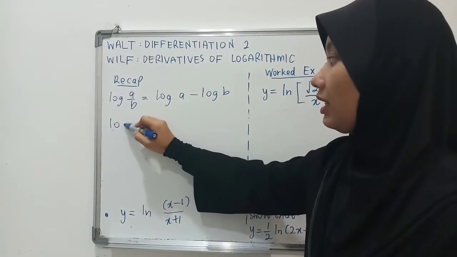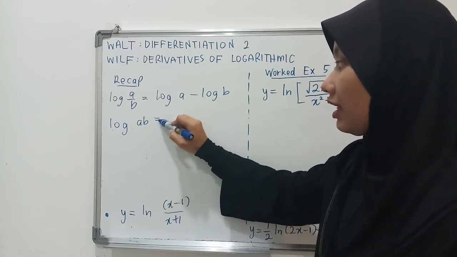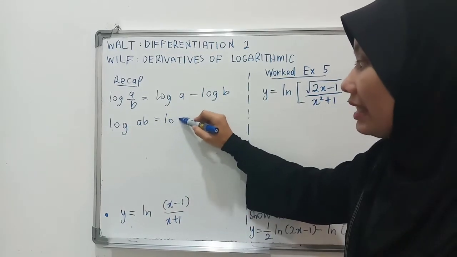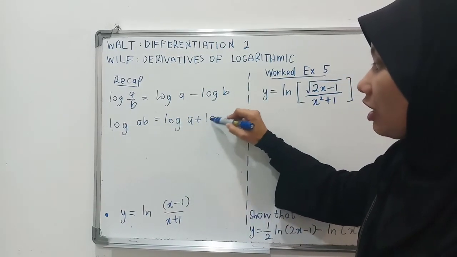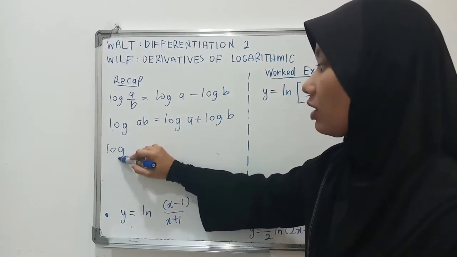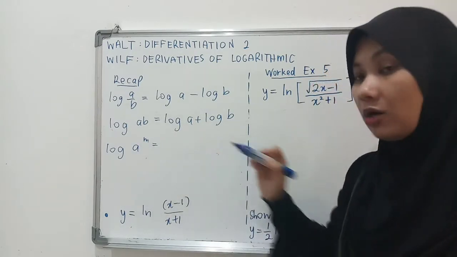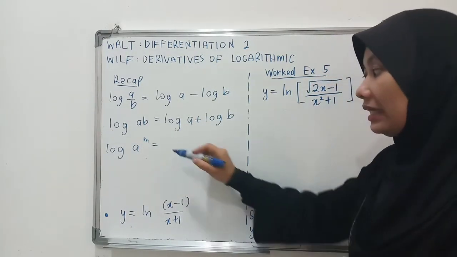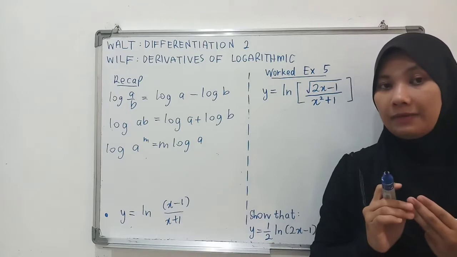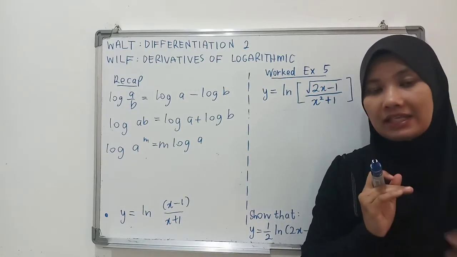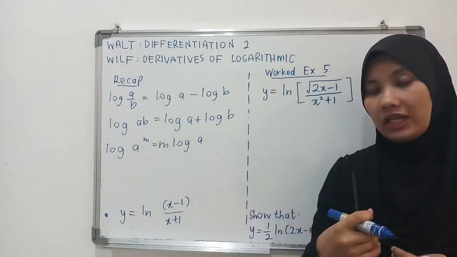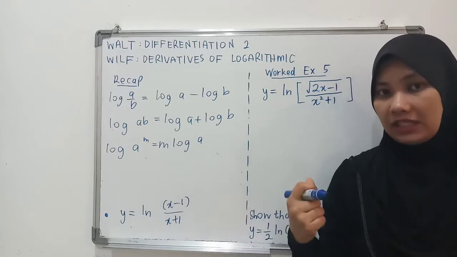If you have log AB, a product, how do you separate? By using addition. That can be rewritten as log A plus log B. Power rule: if you have log A to the power m, how do you simplify that? It can be rewritten as m log A. So we have three laws of logarithm, which we learned in a previous chapter. Now we need to connect these two pieces of knowledge, laws of logarithm and differentiation of ln.